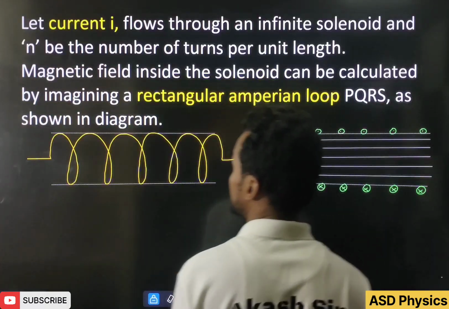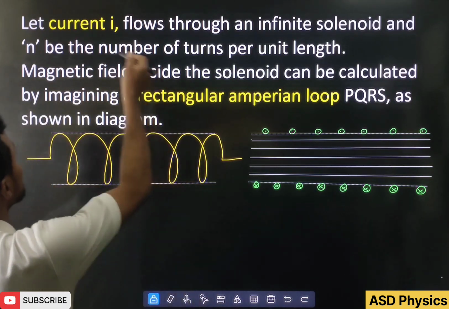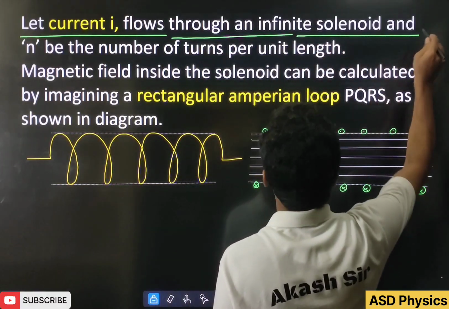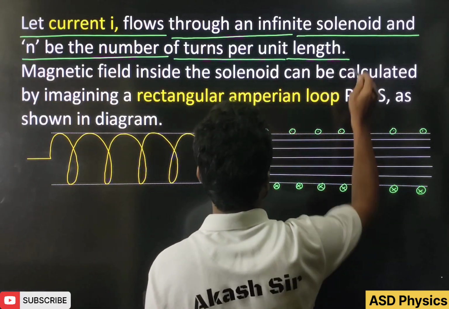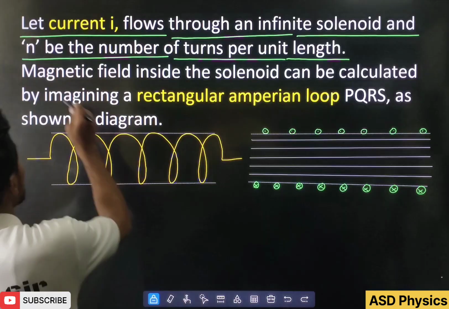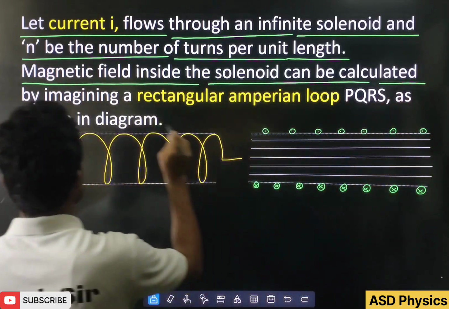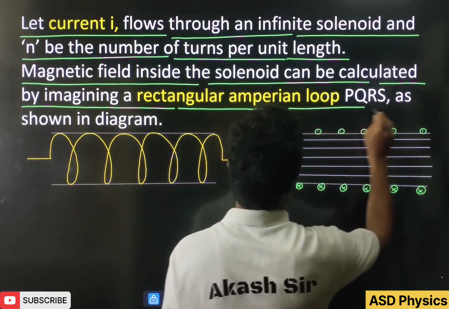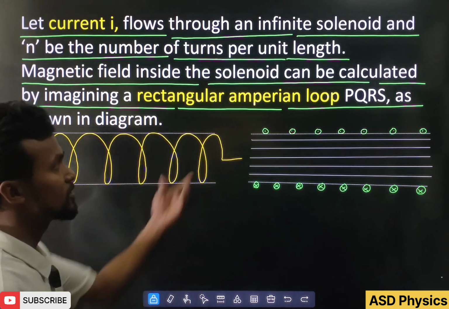Now after that, see here, we are going to prove the magnetic field of a solenoid. First, let current I flow through an infinite solenoid and small n be the number of turns per unit length. Again I am telling, small n is the number of turns per unit length. The magnetic field inside the solenoid can be calculated by imagining a rectangular Amperian loop PQRS as shown in the diagram here.